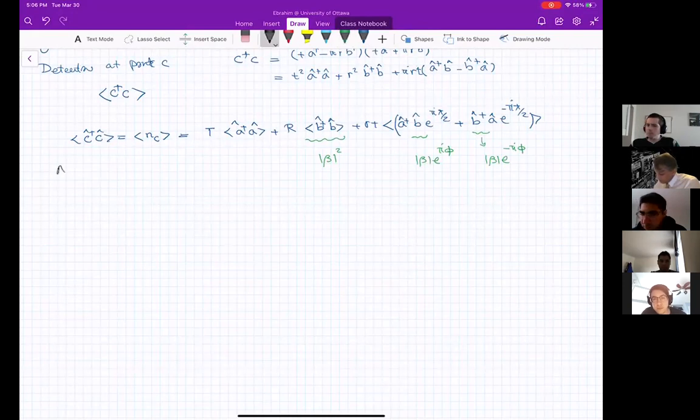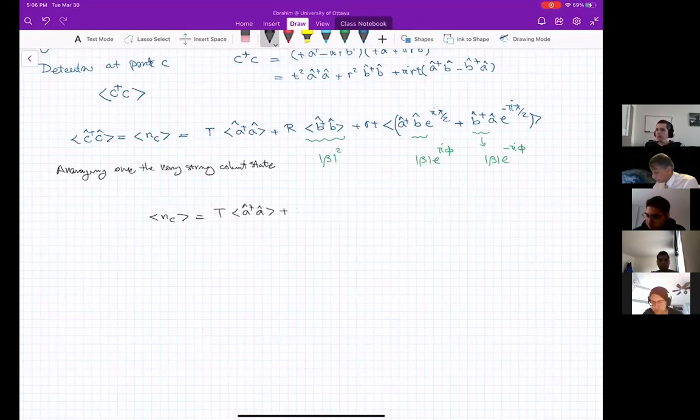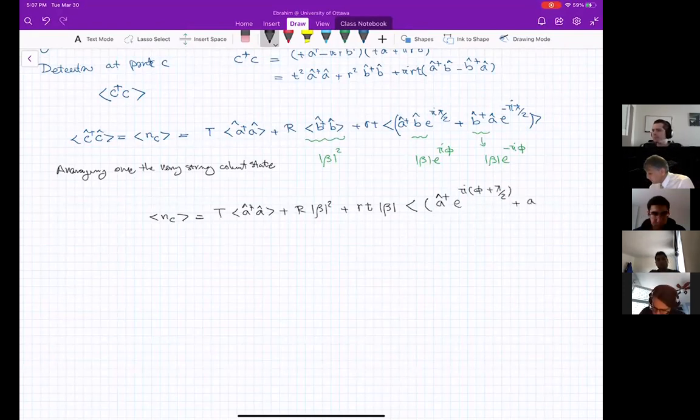So essentially, we will do the average over the coherent state, the very strong coherent state. This means that N_C will be equal to T A dagger A plus R beta squared plus R T beta, then an average of A dagger e to the power of I phi plus pi divided by 2, plus A e to the power of minus I phi plus pi divided by 2, with a negative sign, averaged. Good. Any question?